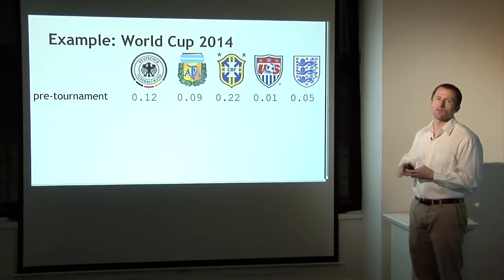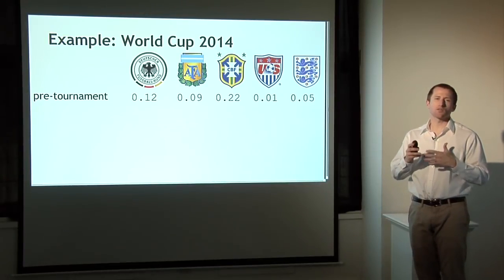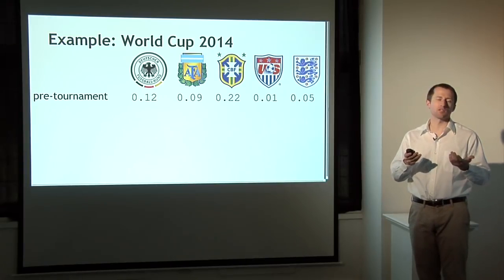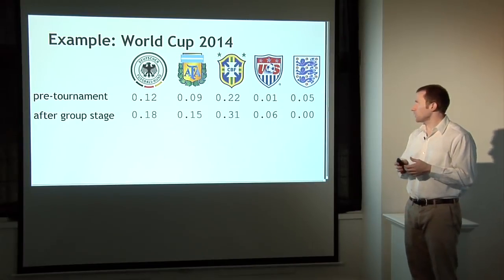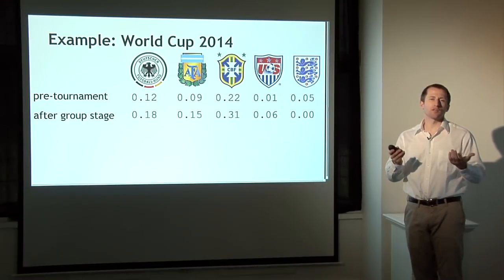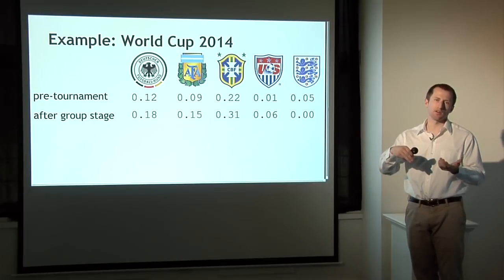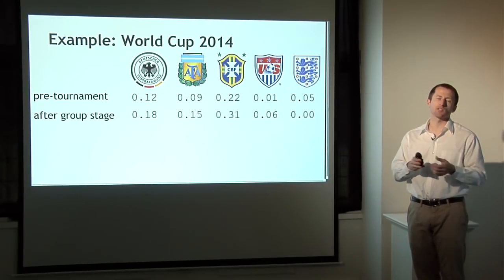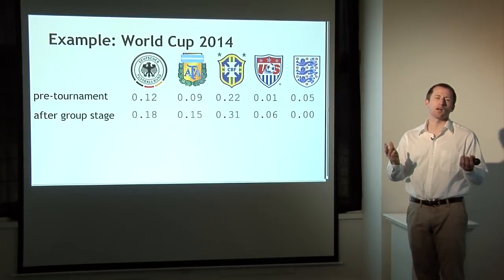So again, that price that the market assigns is equal to the probability that people believe that team has to win. Now, as the tournament goes on, these prices are going to fluctuate, and that's going to reflect the market's changing belief in how likely each team is to win. So after the group stage, we can see that England, which was trading at 5 cents, a 5% chance to win before the tournament started, has now gone to 0. So England was knocked out after the group stage. There's no way for them to win at this point, and the price reflects that. Their shares are now worthless.